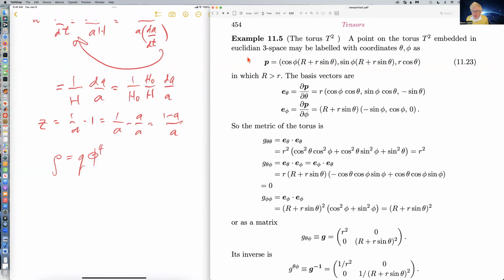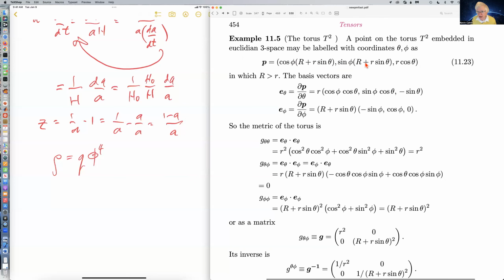So let's consider the torus T2 embedded in Euclidean 3 space. We can label it with coordinates like this. We have a cosine phi in which x and y rotate, and then we have another angle theta, where x, y, and z rotate.